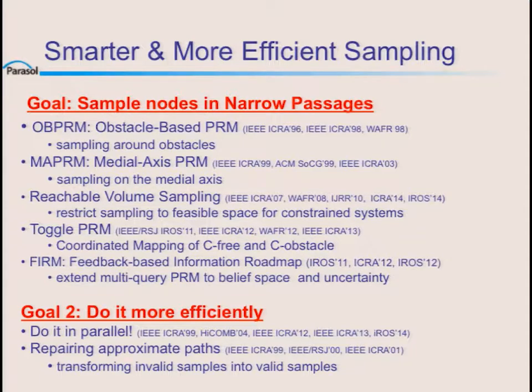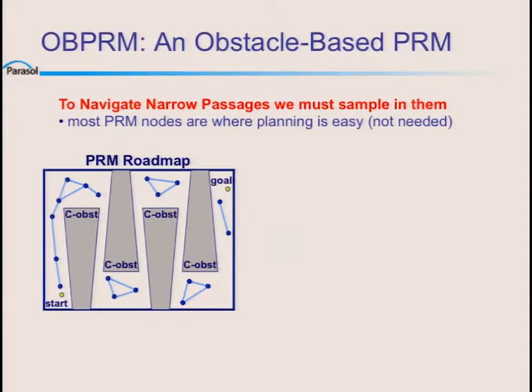Then there were other strategies to do sampling more efficiently in general, such as taking advantage of parallel processing. This is a hard problem, and we have parallel systems all over today, so how can we use them? Another one is repairing approximate paths, which takes into account human insight together with the planner to come up with a hybrid system.